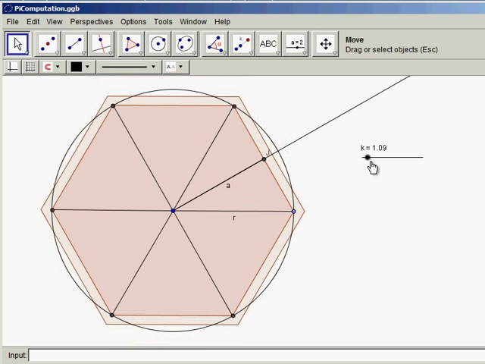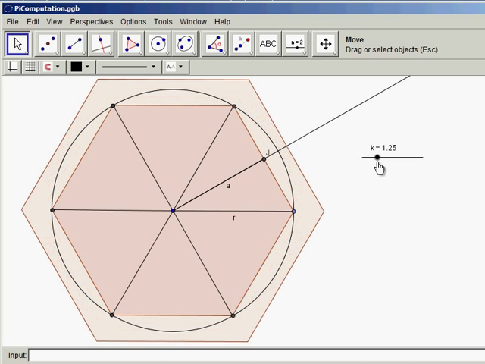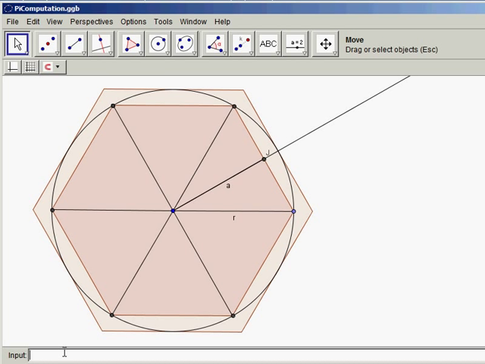Okay, so instead of having to just guess around at k, let's actually set the value of k. I'm going to come down here to this input area at the bottom, and if I say k is equal to r over a, let's see what we get. Our little slider disappeared because we redefined k. And notice that we have now set the polygon so it's exactly tangent to the circle at all these points.